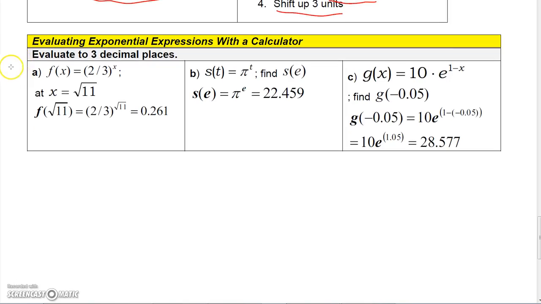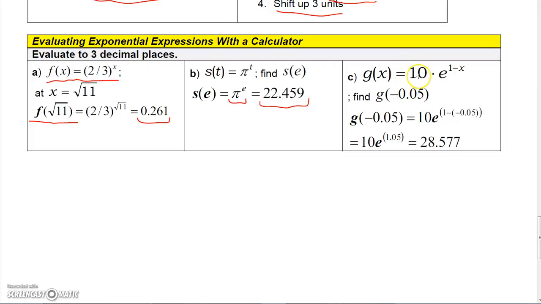And then the final thing to talk about: make sure you can evaluate exponential functions on your calculator. So if I had 2/3 to the x and I had to find that function evaluated at the square root of 11, then make sure you can raise 2/3 to the square root of 11 on your calculator and get 0.261. If my function was pi to the t, where the base is pi, and I wanted to evaluate it at the number e, then grab your calculator and calculate pi to the e and get 22.459.